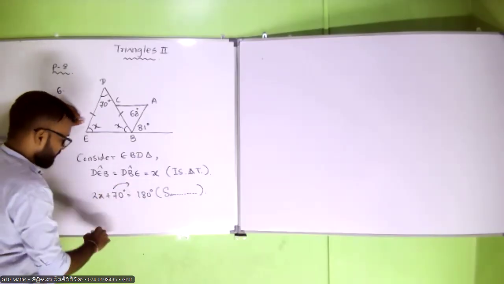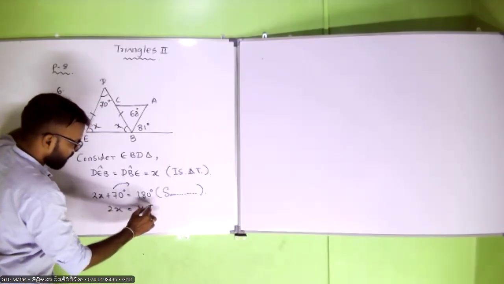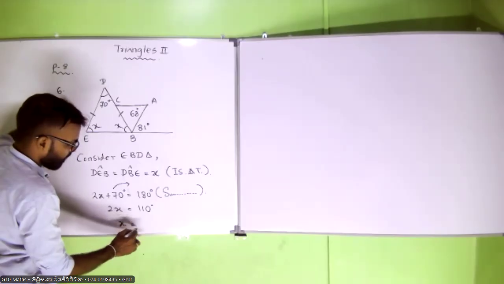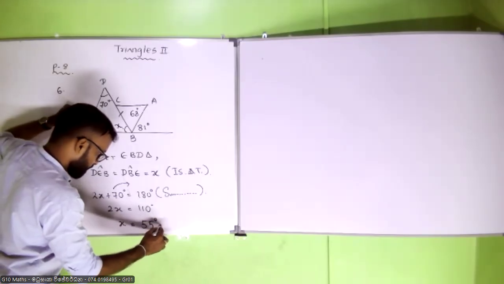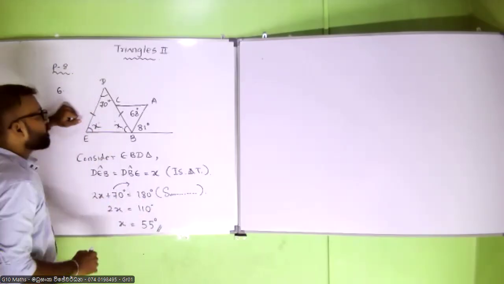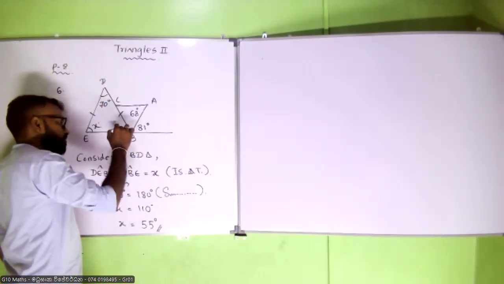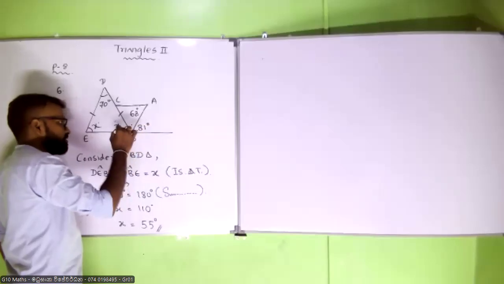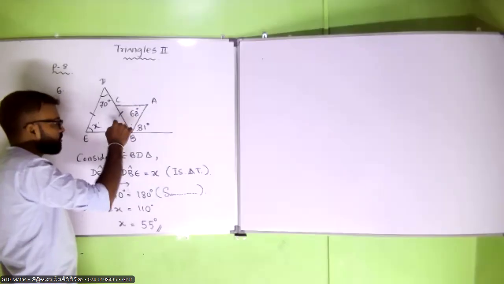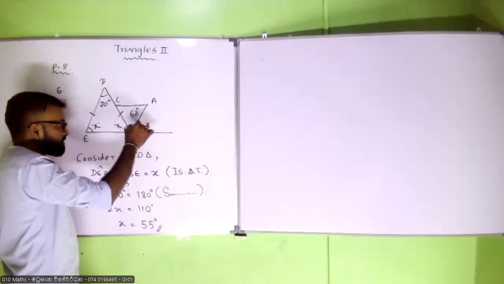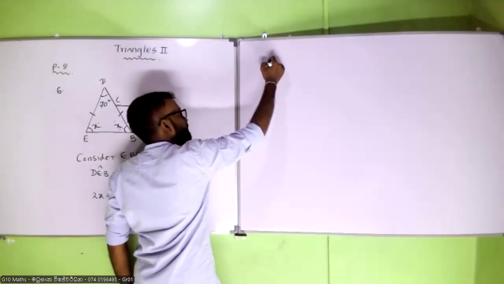Take 70 to the other side, so 2x equals 110. You can find the value of x by dividing both sides by 2: 55 degrees. So x is 55, 55. Then there are three angles on a straight line: 55 plus 81 plus this one. That means angle ABC, so I need to find ABC.